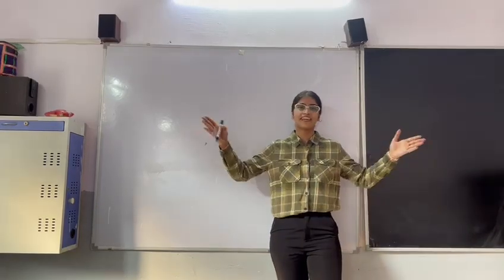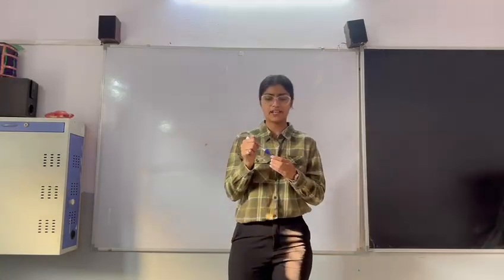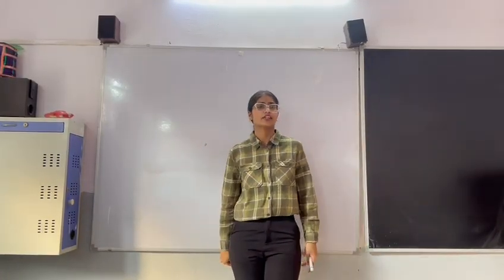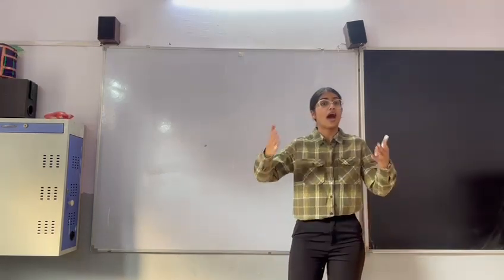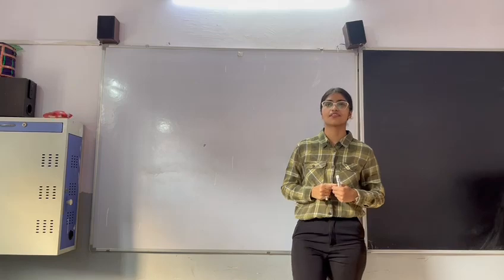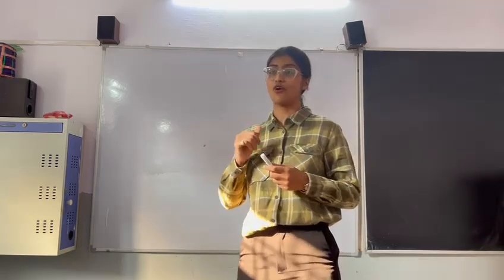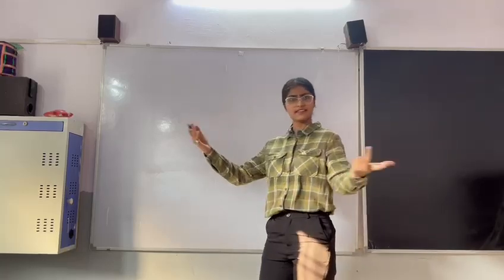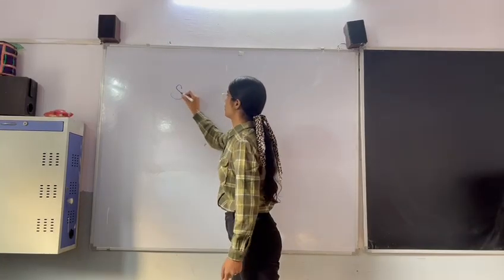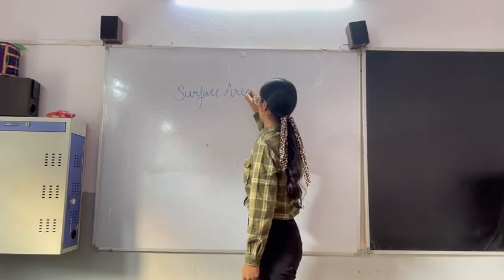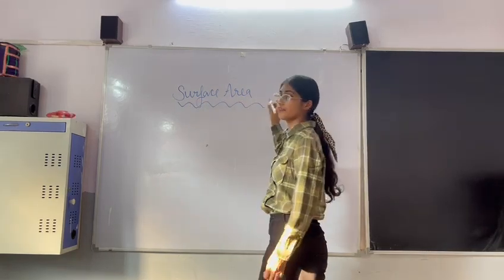So let's begin with the different shapes first of all. I will be showing you different shapes and you need to tell me the name of each shape. And one by one, we are going to find out surface area and volume. Now see, as I'm saying surface area and volume, what is a surface area?